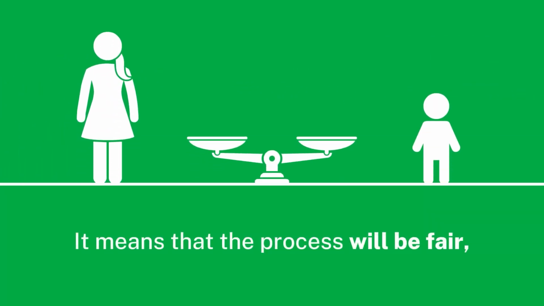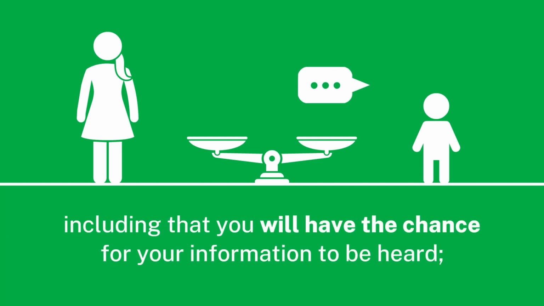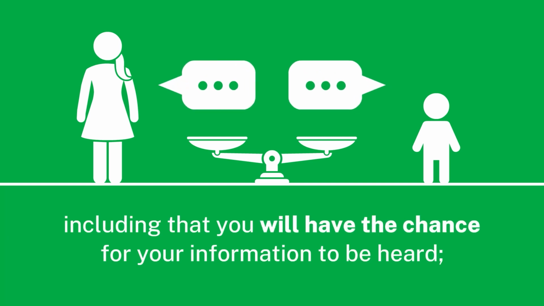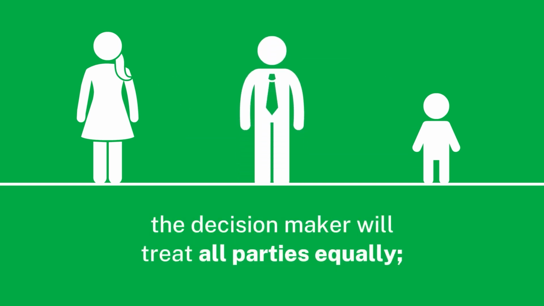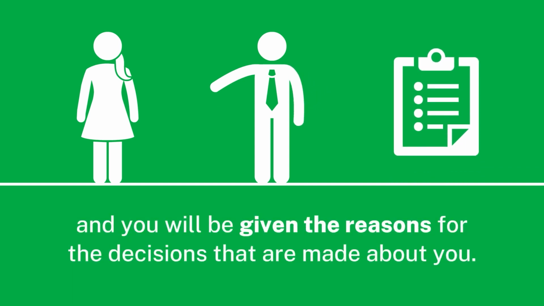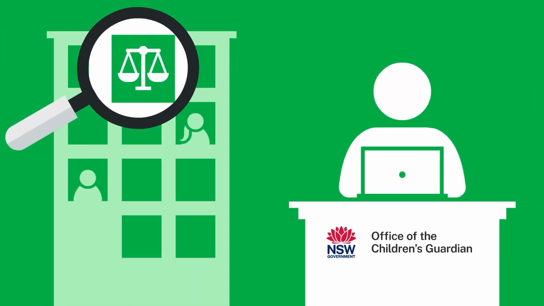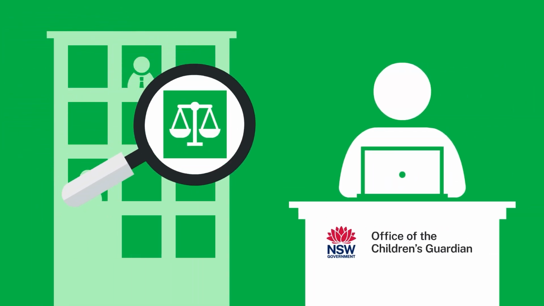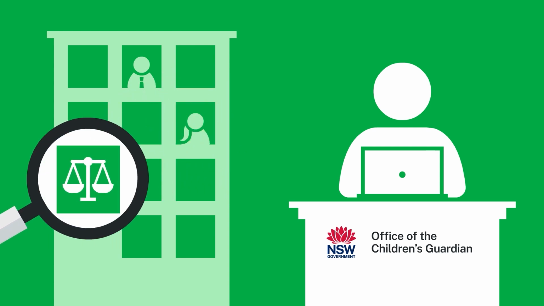In short, it means that the process will be fair, including that you will have the chance for your information to be heard, the decision maker will treat all parties equally, and you will be given the reasons for the decisions that are made about you. Part of our role in oversighting an organisation's investigation is to ensure that employees are being afforded procedural fairness.